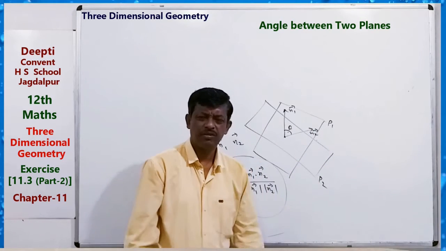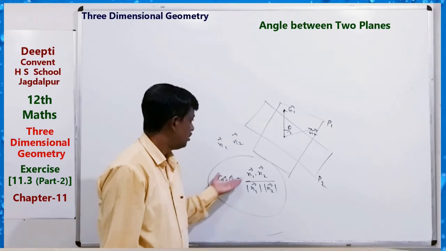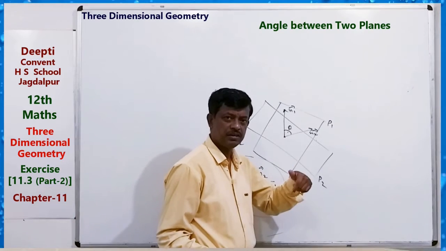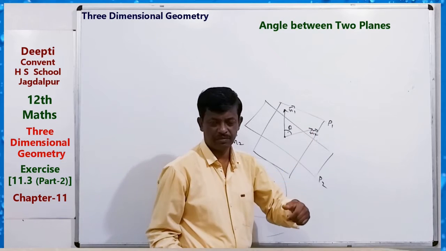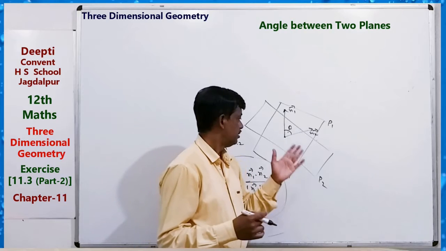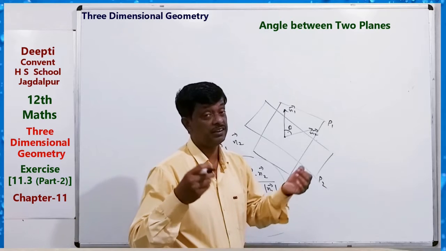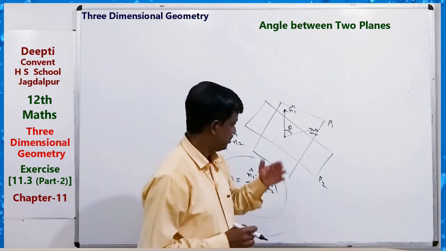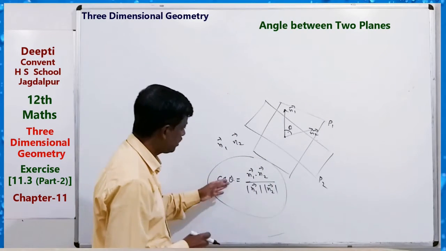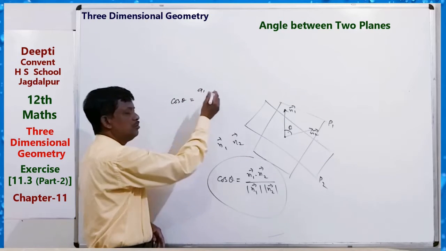Another condition: how can we find the angle between two planes? Just find the normal of the first plane and the normal of the second plane as vectors, or if the planes are given in Cartesian form, then you can find the direction ratios of the normals. If we know the direction ratios of the normals, a1 b1 c1 and a2 b2 c2, then we can write the equation cos theta equals to what?